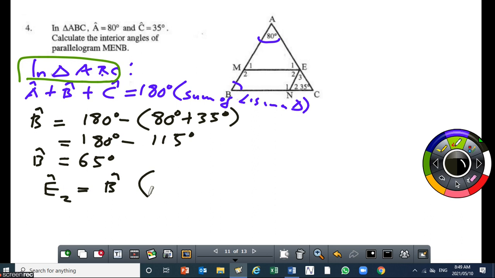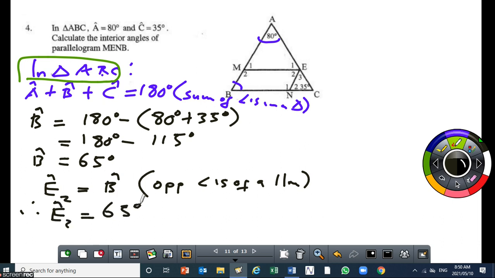Right? Fortunately, I'm told that MEBN is a parallelogram, so I can use any of the properties of a parallelogram. So this will be opposite angles of a parallelogram, right? Therefore, angle E2 is equal to 65 degrees. Okay? So I now have E2. I use the property of angles of a parallelogram.